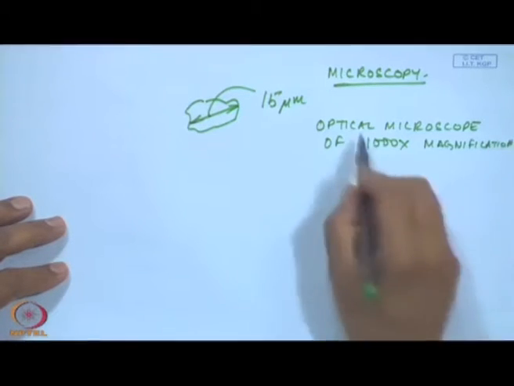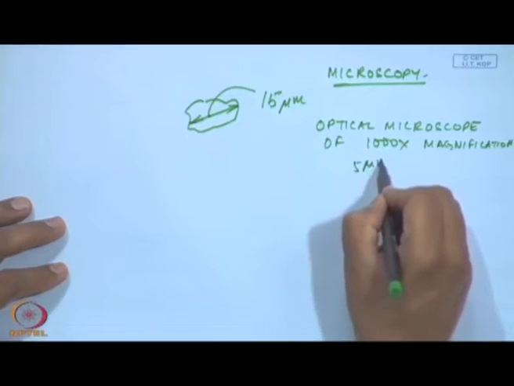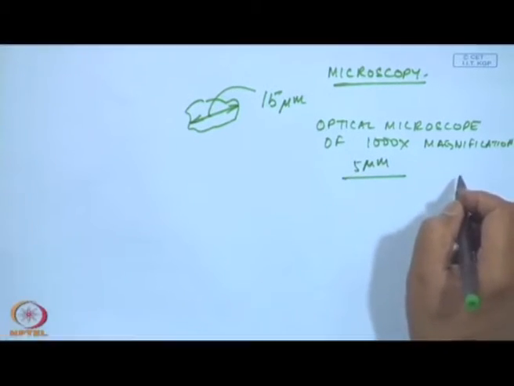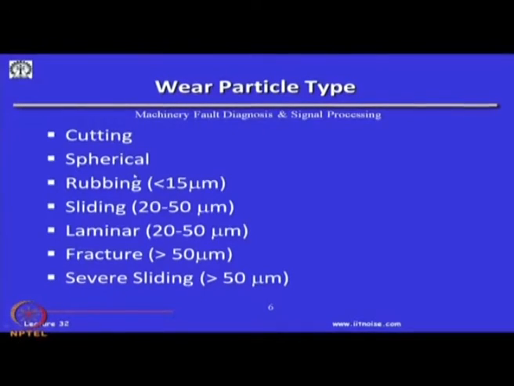So, with that we can see sizes of about maximum 5 micron. But usually these wear particles are of bigger sizes. Sliding is usually 20 to 50 microns, laminar 20 to 50, and fracture is big, severe sliding is big, 50 micron, etc. You can see it in an optical microscope with even 200 or 500 zoom magnification.